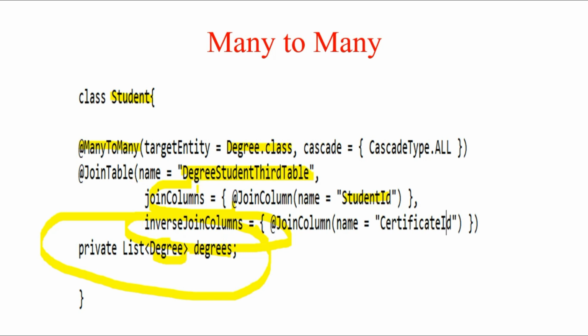So remember, these two are very important things, and this is always asked when you appear for the Hibernate interview: in many-to-many, a third table is created, and basically two extra fields are added, that is, join column and inverse join column. Join column will be the primary key of the current class, and inverse join column will be the class on which you are using the @ManyToMany relationship, that is Degree.class. So that will be the inverse join column. I hope this much is clear.